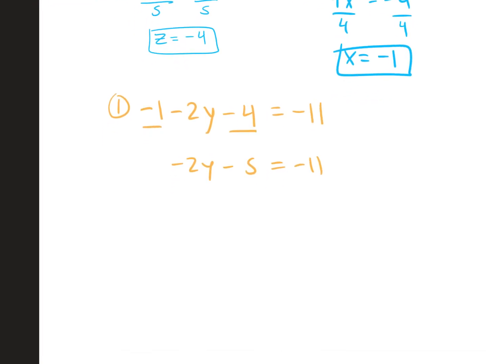Then what can I do? Add 5 to both sides. So negative 2y is equal to negative 6. And then lastly, divide by negative 2. So y is equal to? Positive 3.